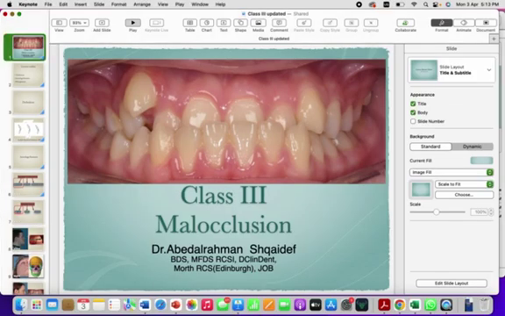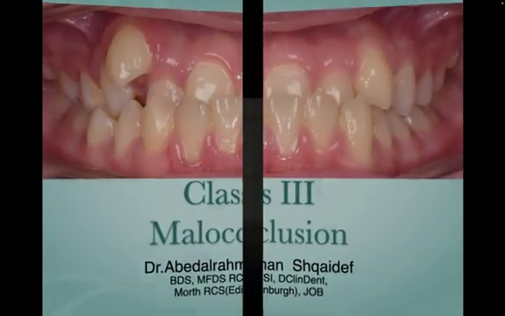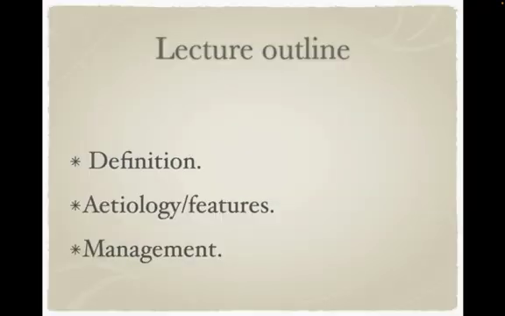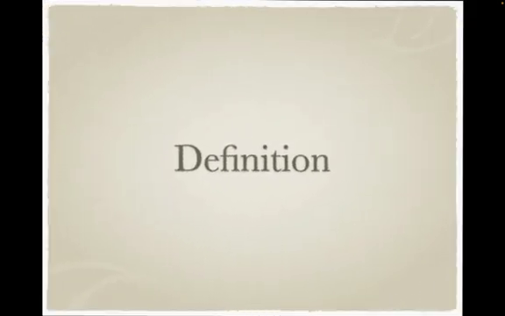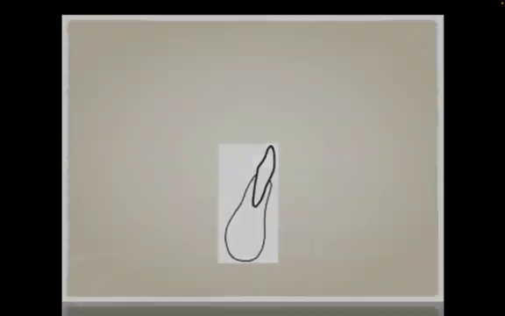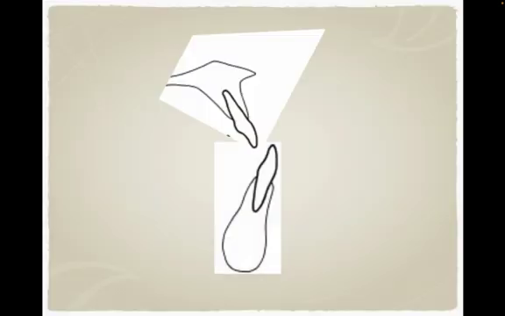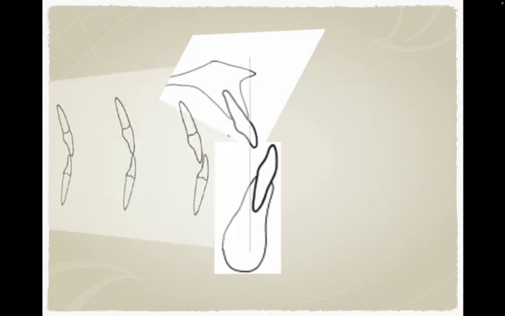About class 3 malocclusion. In this lecture, we're going to discuss the definition, etiologies, and features together with the management of class 3 malocclusion. Starting with the definition, when we say class 3 incisor relationship, we mean that the lower incisal edge occludes anterior to the cingulum plateau of the upper incisors.